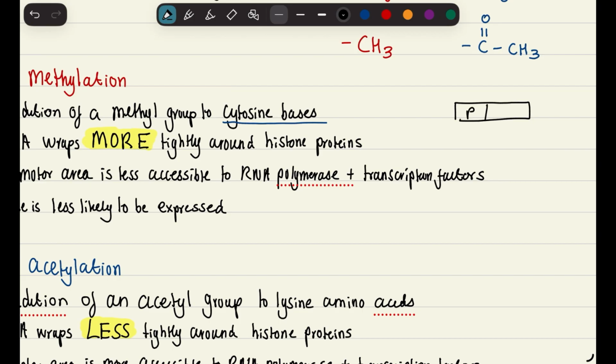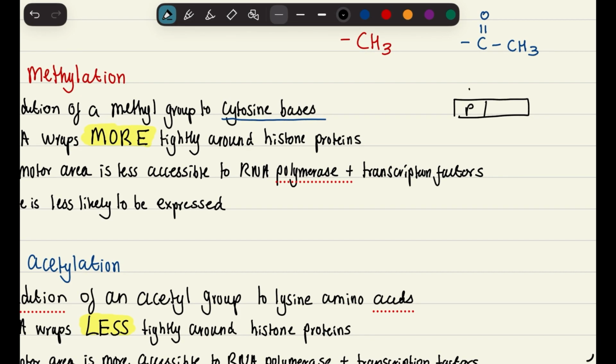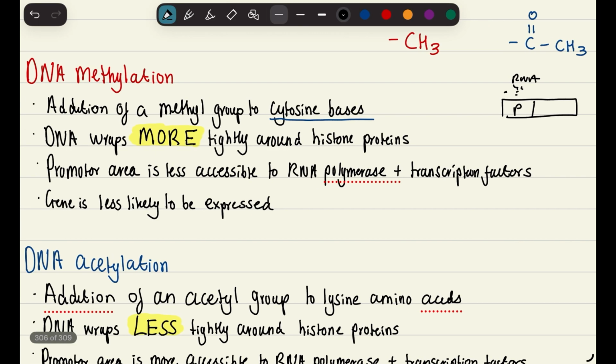We have a promoter region on your gene, and this is kind of why your transcription factors and your RNA polymerase are going to join to activate that gene. So if DNA is wrapped more tightly to the histone, the promoter area is less accessible to RNA polymerase and to the transcription factors. And if that's the case, your gene is less likely to be activated or less likely to be expressed or less likely to produce protein. You can use all those terms interchangeably. That is what happens when we methylate.